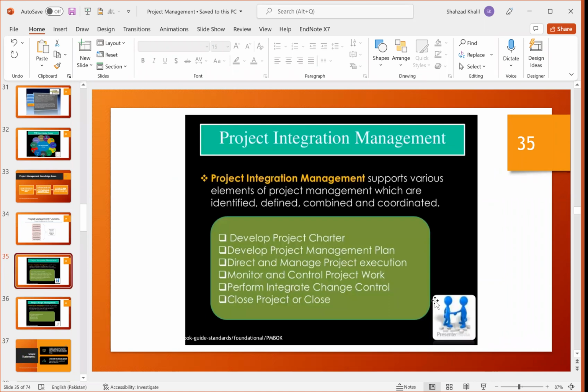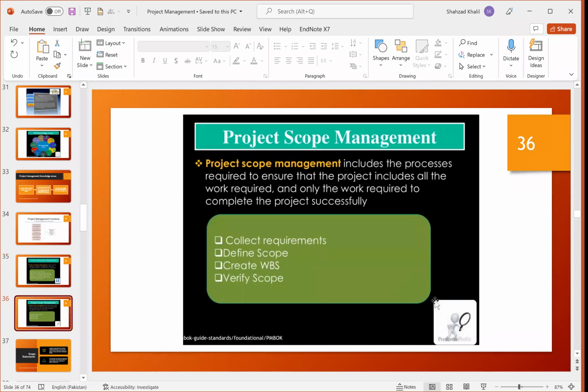What is project integration management? It supports various elements of project management which are identified, defined, combined, and coordinated. Its functions are develop project charter, develop project management plan, direct and manage project execution, monitor and control project work, perform integrated change control, and close project at the end. It is the project integration management. So it controls all the things.